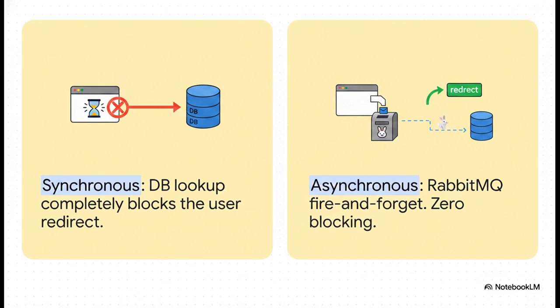I want you to think of RabbitMQ like a post office Dropbox. FastAPI drops a tiny JSON message into the box with the click data and then immediately redirects the user. It's a complete fire and forget mechanism. The user is on their way, totally unblocked, while the heavy analytics processing happens in the background. If RabbitMQ temporarily goes down, sure, we might lose an analytics event, but the user's redirect still works flawlessly. It's a brilliant architectural trade-off.